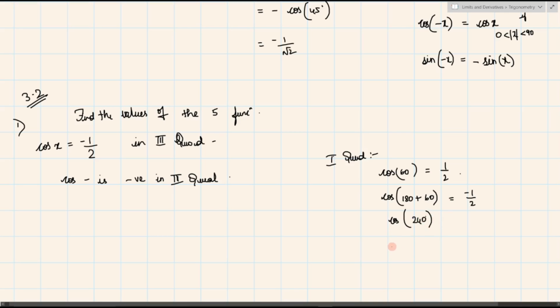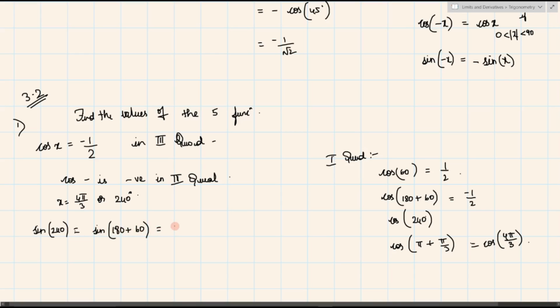So this can also be written as cos of pi plus pi by 3, which is nothing but cos of 4 pi by 3. So the value of x is equal to what? 4 pi by 3 or 240 degree. Now we'll have to find sine 240. That would be, in the third quadrant sine is also negative, sine of 180 plus 60, that is minus root 3 by 2.